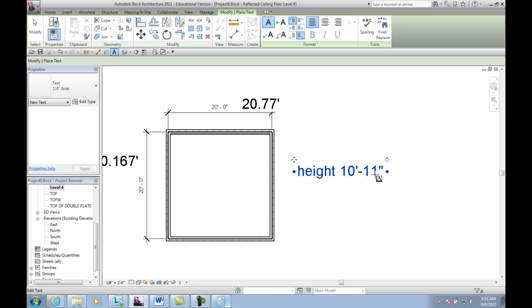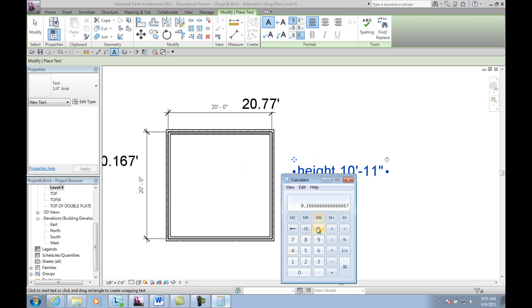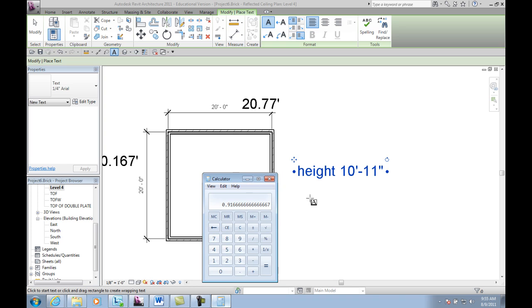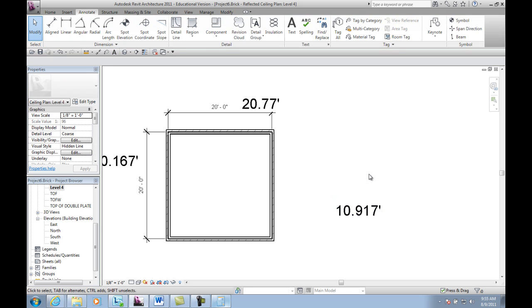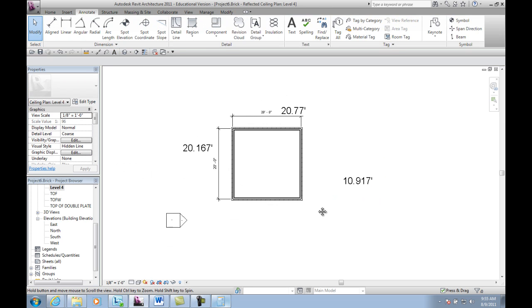Okay, but again, we need to make this all in feet. To do that, you just take your 11, you divide it by 12, 0.917. So it's going to be 10 foot, 0.917, 10.917 feet. So guys, we've got everything we need here. We got our calculations ready to roll, and let's figure this thing up.